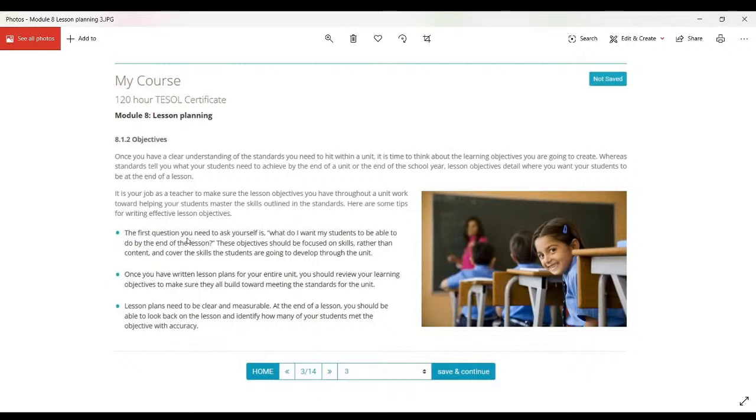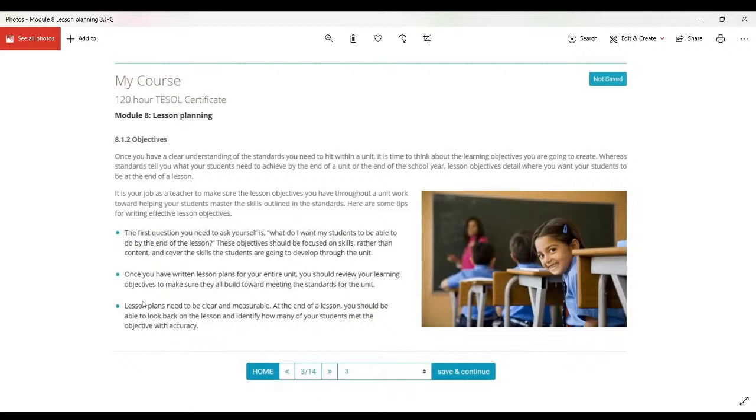Here are some tips for writing effective lesson objectives. First, the question you need to ask yourself is, what do I want my students to be able to do by the end of the lesson? These objectives should be focused on skills rather than content and cover the skills the students are going to develop through the unit. So there will be some kind of reflection, no? When you ask yourself a question as a teacher, we always need to do that.